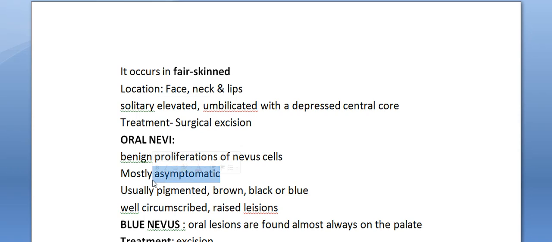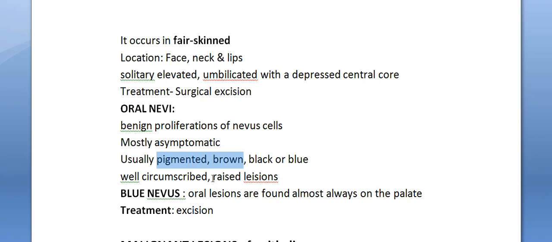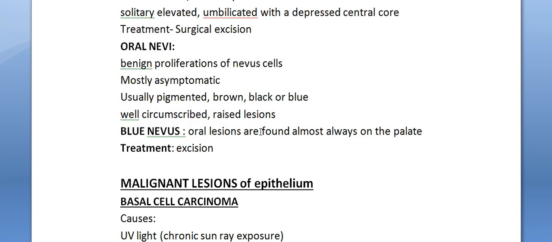Usually most of the patients are asymptomatic. If they present with symptoms, usually they have a pigmented brown patch or a blue or black patch. It's well circumscribed. The patch will later get raised. It forms raised lesions. The blue nevus is one of the varieties of these oral lesions, more commonly found on the palate. Again, the treatment is surgical excision of this blue nevus.